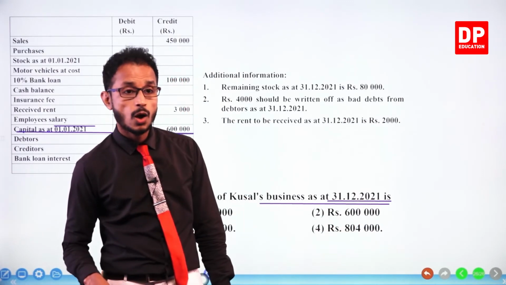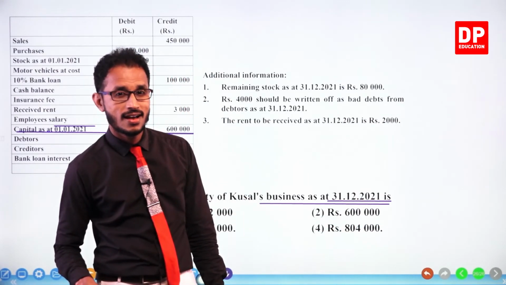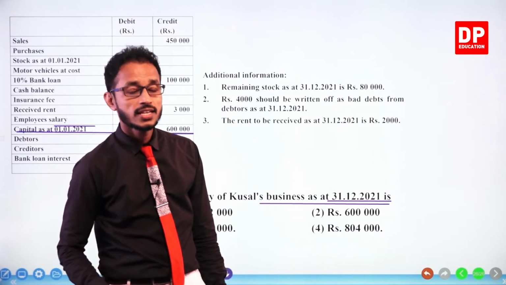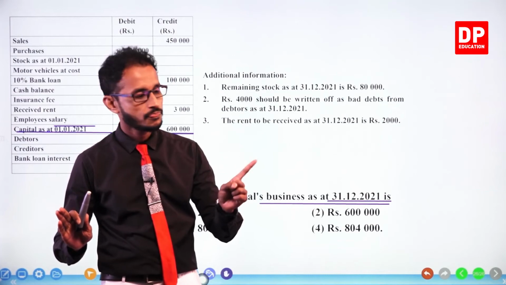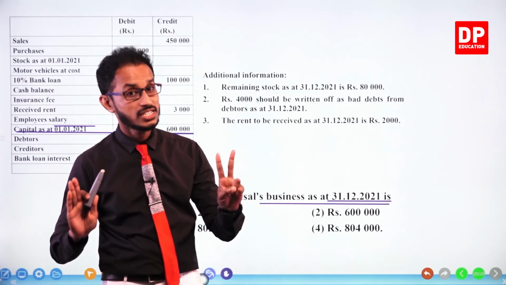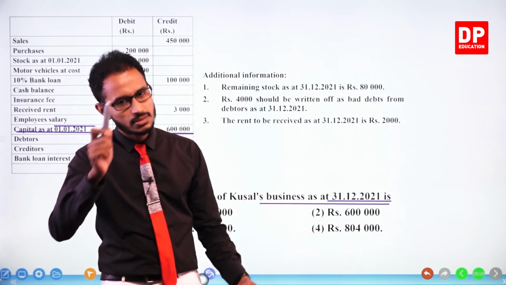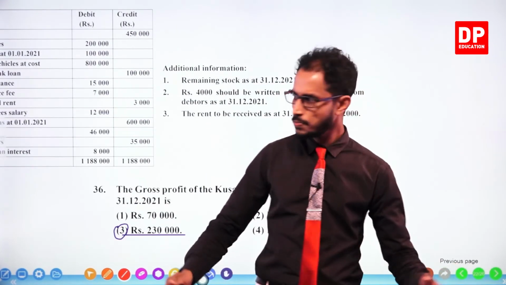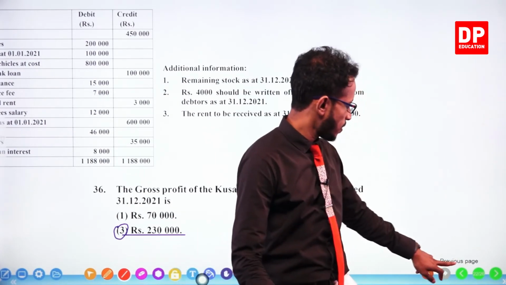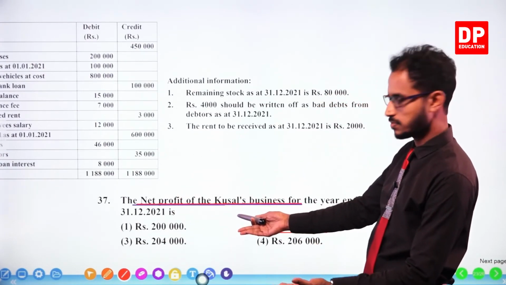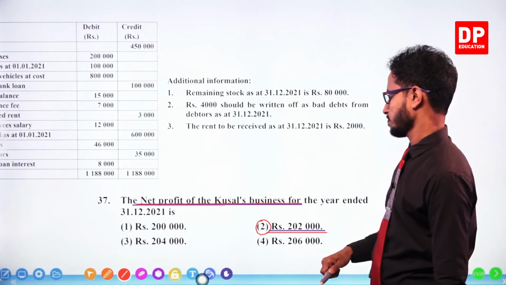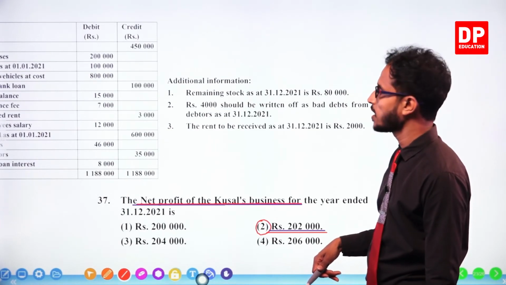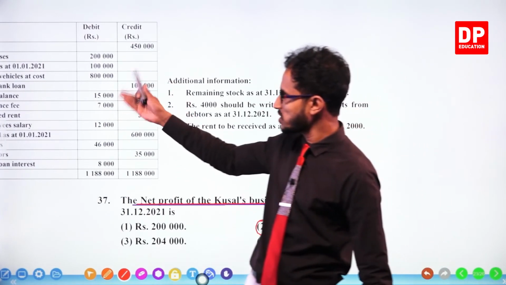How to calculate? Easy. I always tell you, there are only two events that increase equity: profits or incomes, and additional capital. There is no additional capital in this question, but there is a profit. What is the profit? It's the net profit, not the gross profit. Net profit, 202. So the net profit should be added to capital. No drawings, no additional capital, nothing.